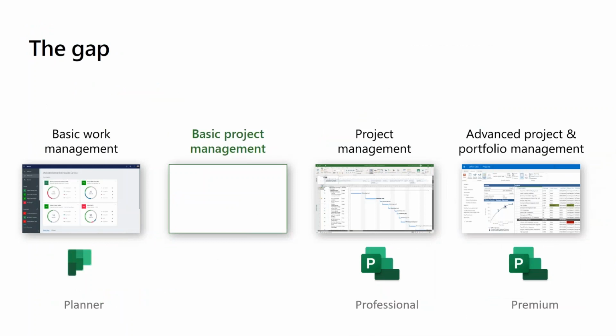So where does this fit in the gap? Traditionally, we've had for a while at the lower end for basic work management, Office 365 Planner available for Kanban style things, but there are things it didn't do in resource management and dependency management, and other things. There's the full-fledged project management tool with Microsoft Project Professional and Project Professional for Project Online.